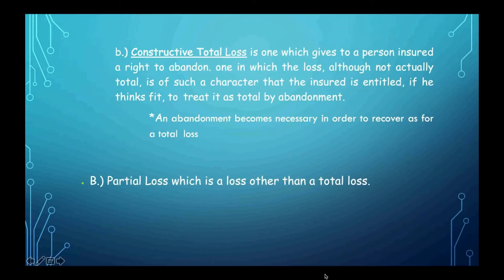The second total loss is the constructive total loss. It is one which gives to a person insured a right to abandon, one in which the loss, although not actually total, is of such a character that the insured is entitled, if he thinks fit, to treat it as total by abandonment. An abandonment becomes necessary in order to recover as for a total loss. The second type of loss in marine insurance is partial loss, which is a loss other than a total loss.